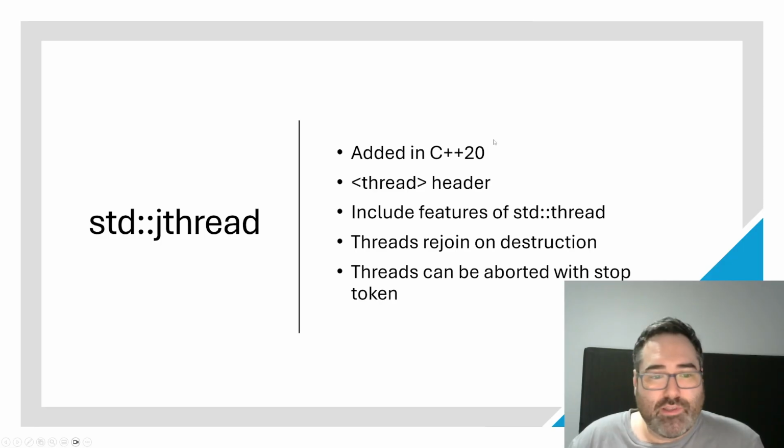So first, starting with JThreads, they were added in C++ version 2020. They're accessed in the normal thread header. They've got all the normal features of standard thread with two key differences. The first is that threads will automatically rejoin themselves with the main thread when they're destroyed, and the second is that the threads can be aborted with a stop token. These are very helpful functions, and let's see them in action.